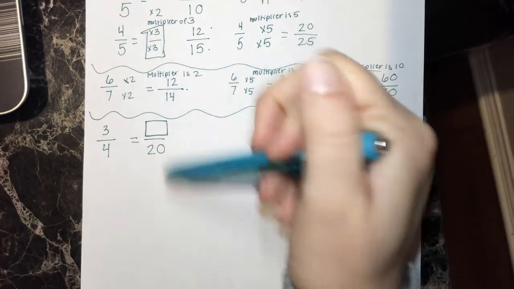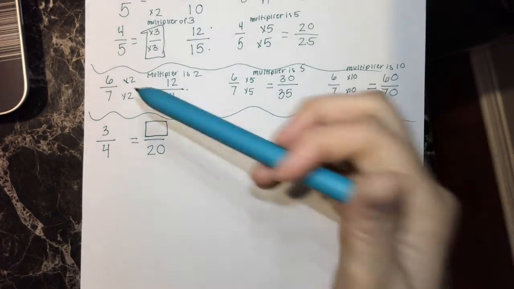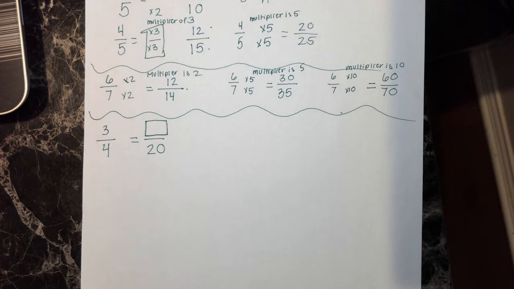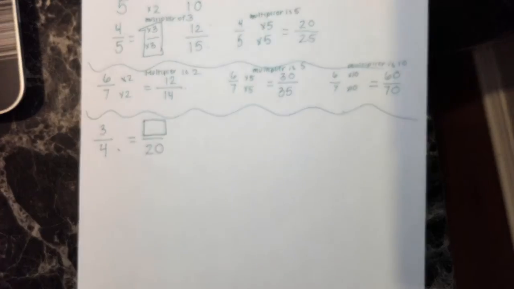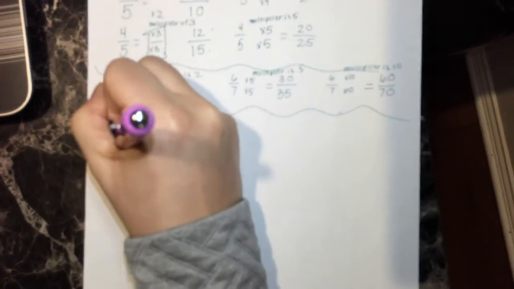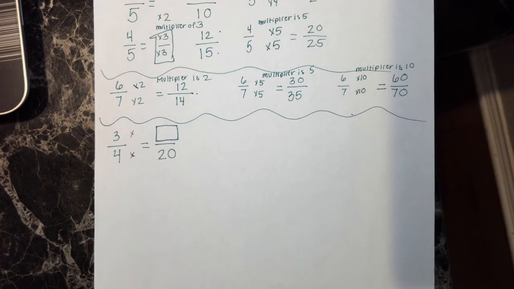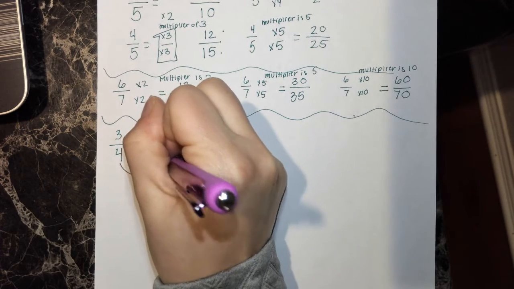We cannot pick any multiplier we want, because if I pick any multiplier I want, maybe I want 2, multiply top by 2 and bottom by 2, 4 times 2 is not 20. It's 8. So this is where you're trying to find the multiplier, what am I multiplying the numerator and denominator by. They have to be the same number. Your multiplier is always the same on the numerator and the denominator. So you're saying, how do I get from 4 to 20?